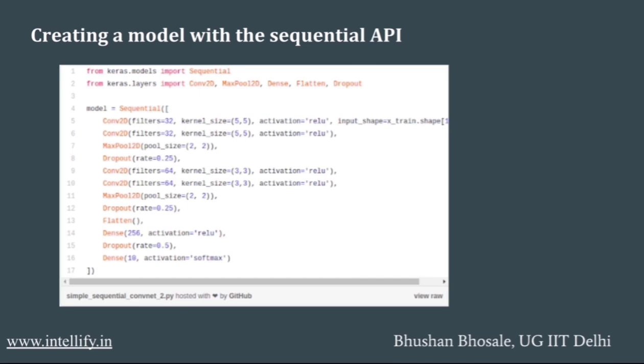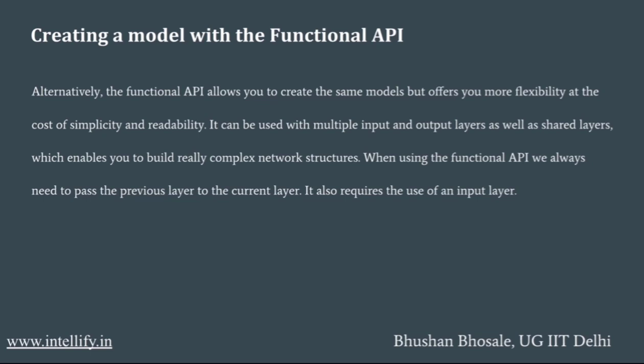So this is what a sequential API looks like, and I will give you an overview of the sequential API once again. The sequential API is the easiest way of creating a model, but it has a problem. The problem is that it can create one layer after another layer and it cannot create multiple layers at a time. So for this we use the functional API. Let us see what a functional API is. Creating a model with the functional API.